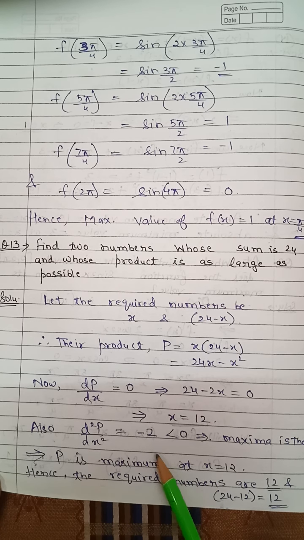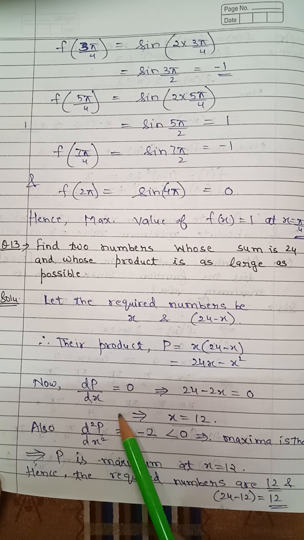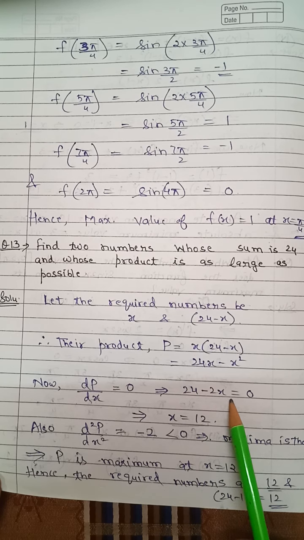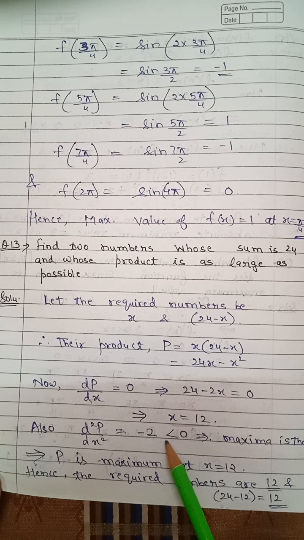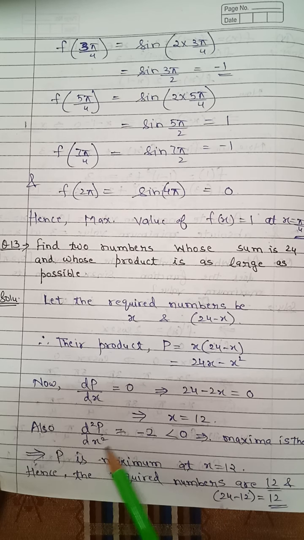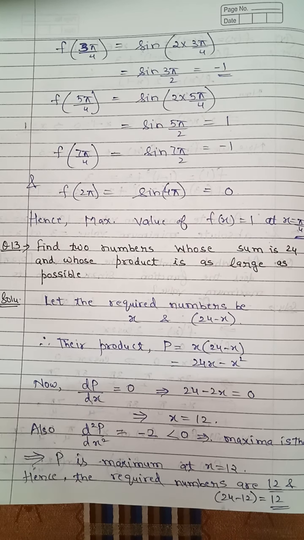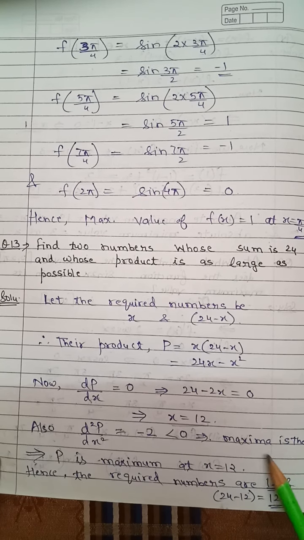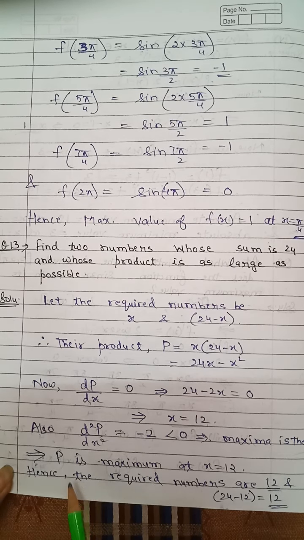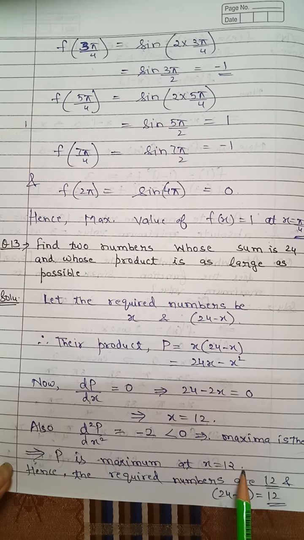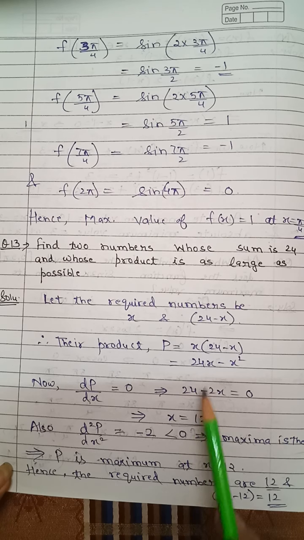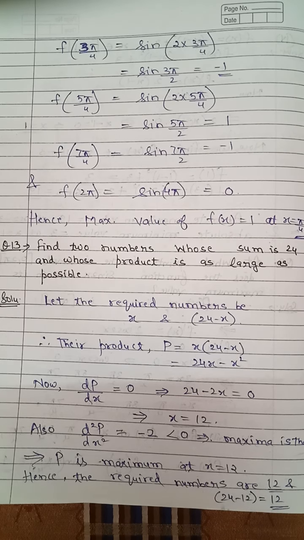Now for checking maxima or minima, finding out the second derivative of this. Second derivative, after doing the derivative again, I am getting here minus 2, which is less than 0. When the second derivative test, means second order test, is negative, we get here maximum. So we can say that the product is maximum at x is equal to 12. So the required numbers will be, when one x is 12, other is 24 minus 12, again 12, so both numbers will be 12 and 12.